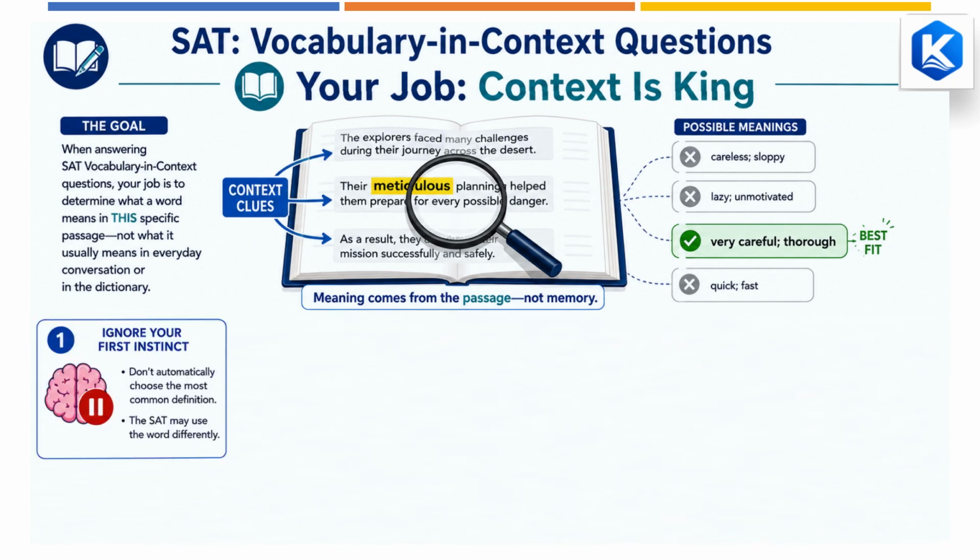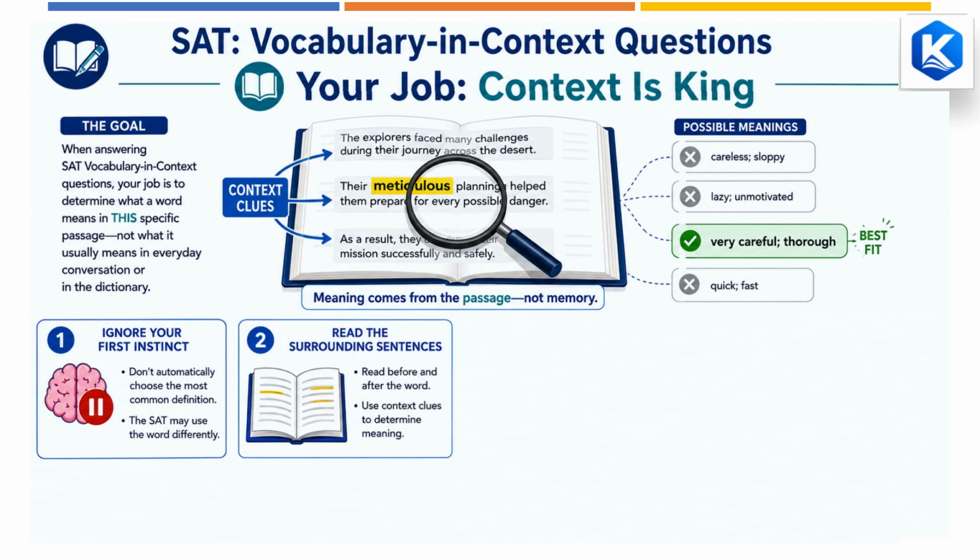First, ignore your first instinct if it's based only on the definition you already know. Why? Because the SAT may deliberately use a familiar word in a less familiar way. For example, consider the word bright. You might immediately think of something that gives off a lot of light. But if a passage says, she was a bright student who quickly understood difficult concepts, bright means intelligent, not full of light. So don't automatically choose the most familiar definition. Let the sentence tell you which meaning is intended.